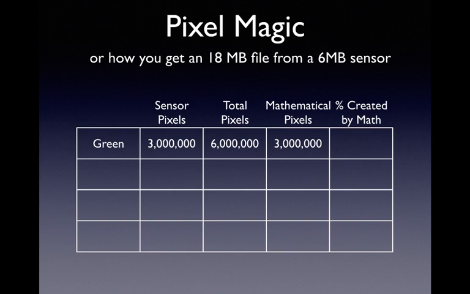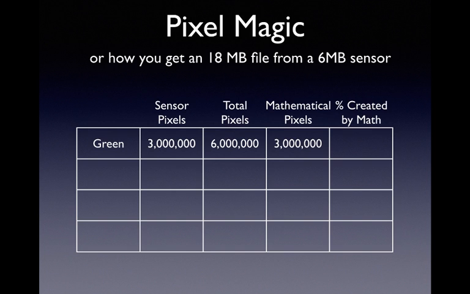Some poor little kid sitting in his basement, drinking Coke, has figured out what half of the green of your image should actually be. And he wrote the algorithm for it, and that's in your camera.